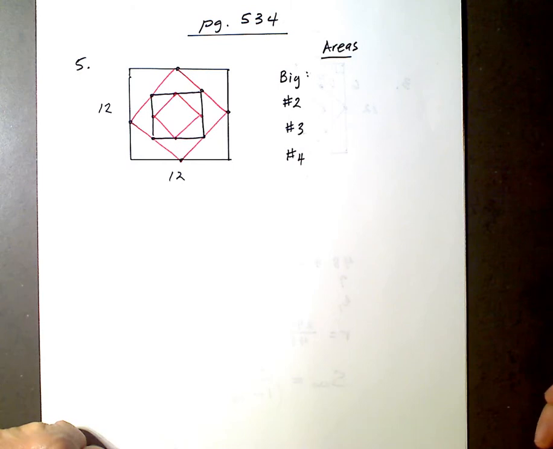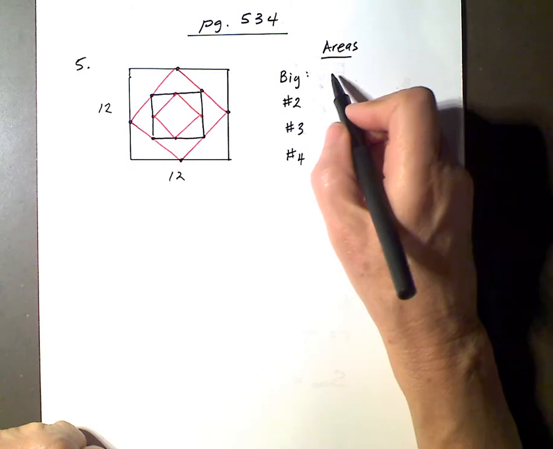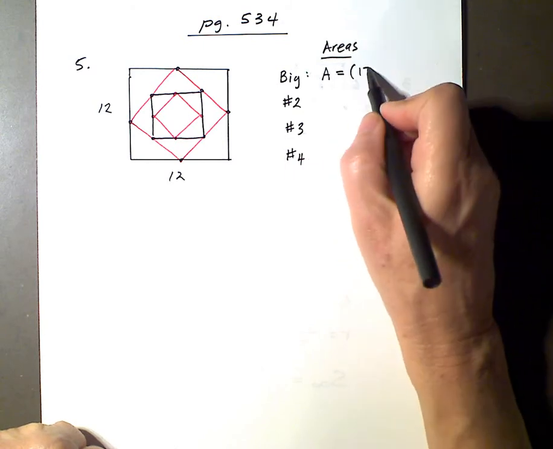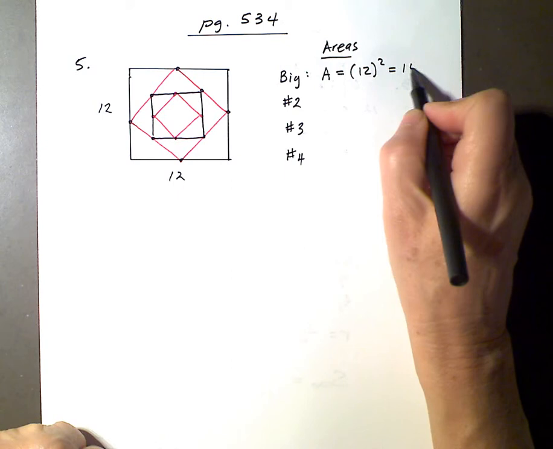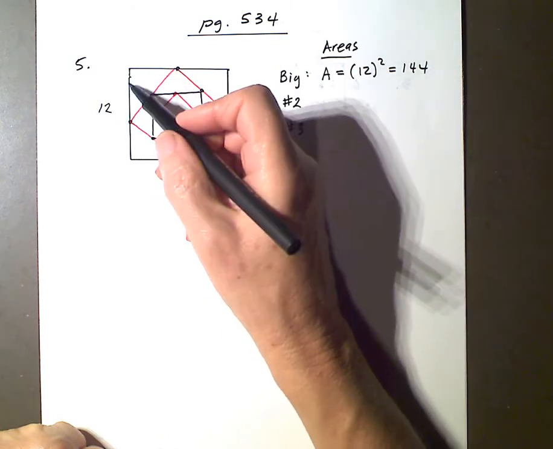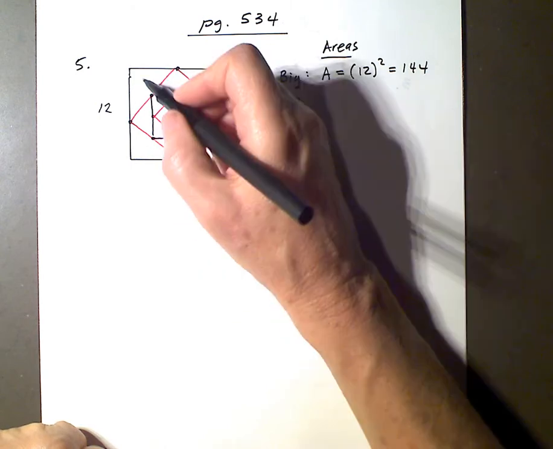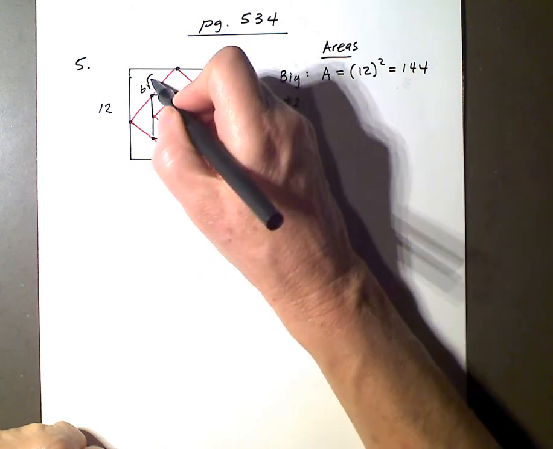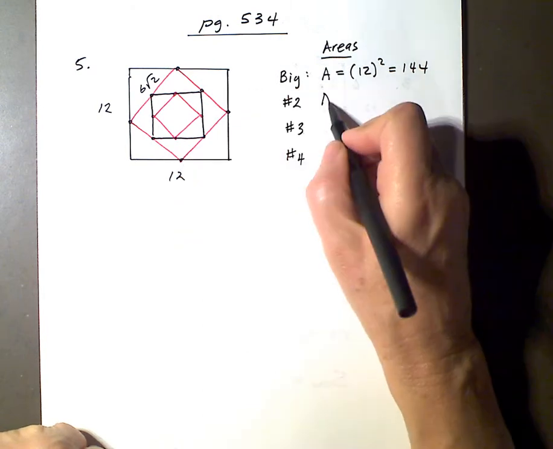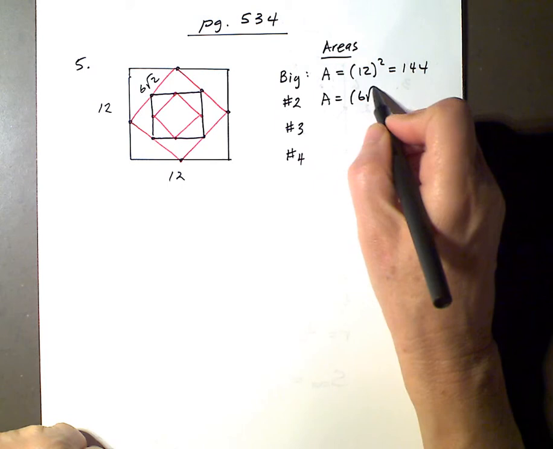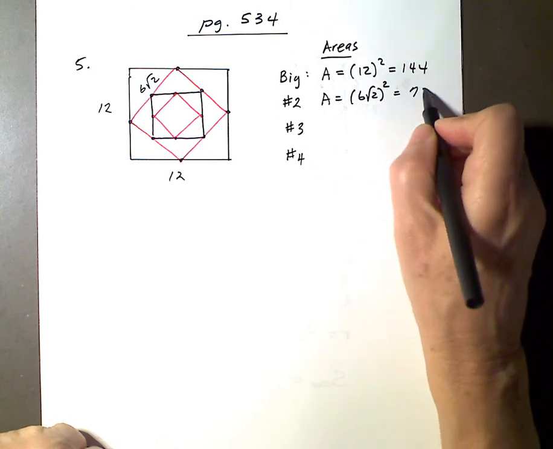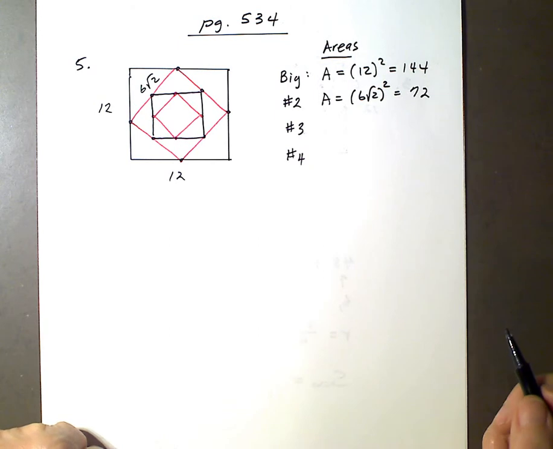So of course the area of the first one, area is always equal to a side squared. So for the biggest square it's 12 squared or 144. And then joining the midpoints, if this is 6 and this is 6, we already in the last video realized that this next square has sides of 6 root 2. So 6 root 2 squared is 36 times 2, or 72. That has an area of 72 square centimeters.